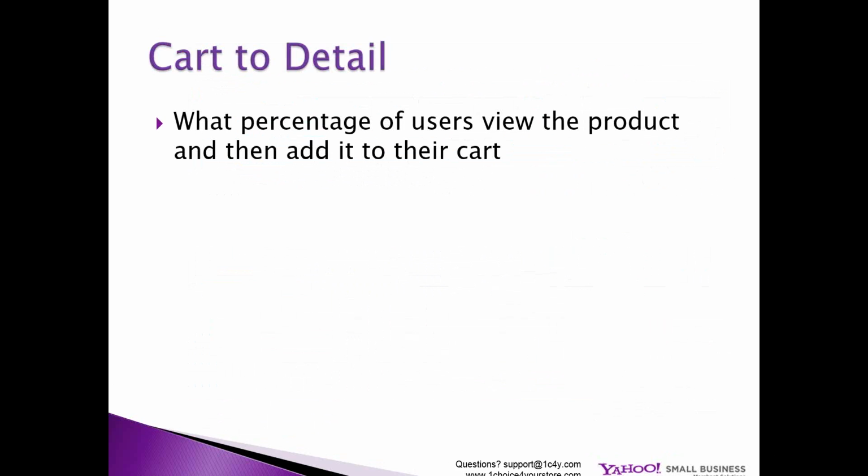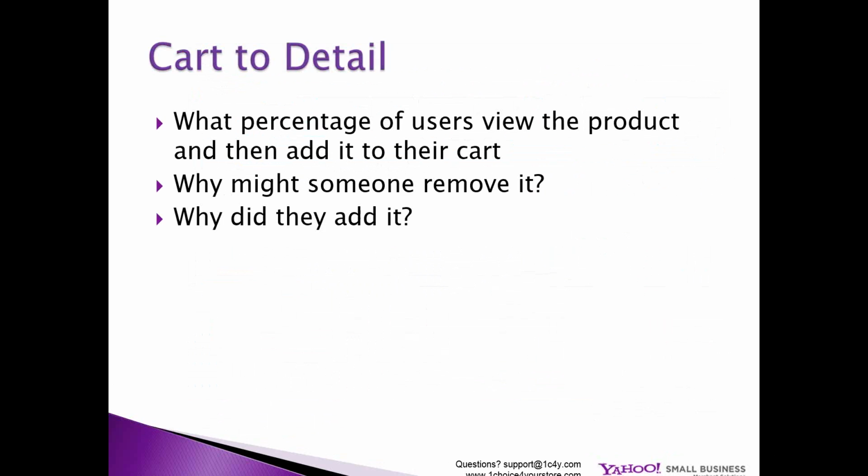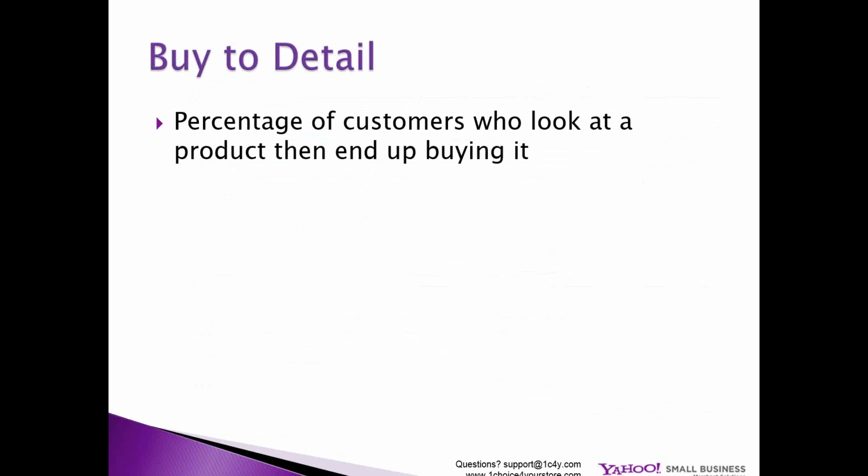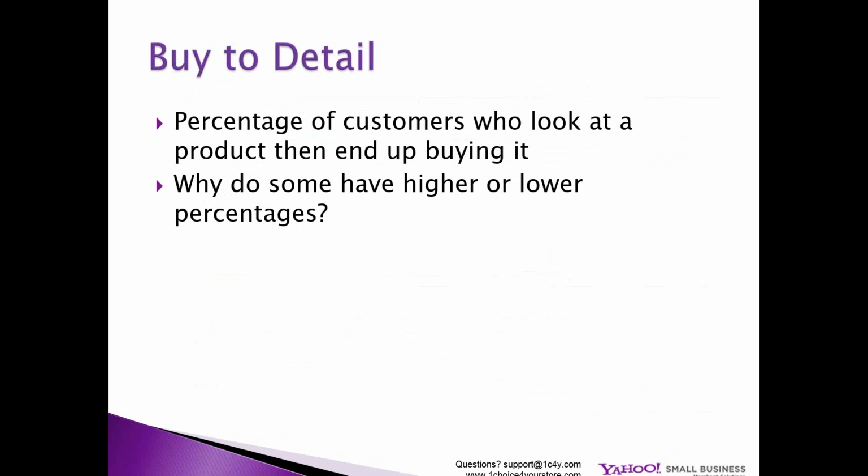Now let's discuss that a little bit more. Cart to detail is really what percentage of users viewed the product and then added it to their cart. Then it might look at, well, wait, why did somebody remove it, and why did they add it in the first place? When we look at buy to detail, it's more the percentage of customers who looked at the product and then wound up buying it. So why do some have a higher or lower percentage? What's the difference between the buy to detail and the cart to detail?